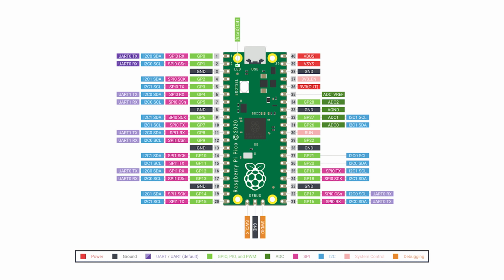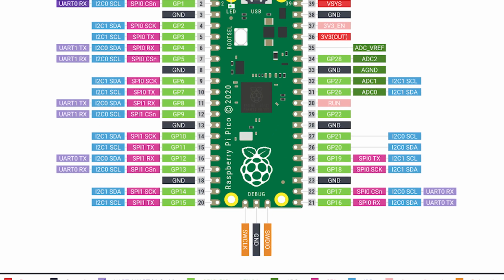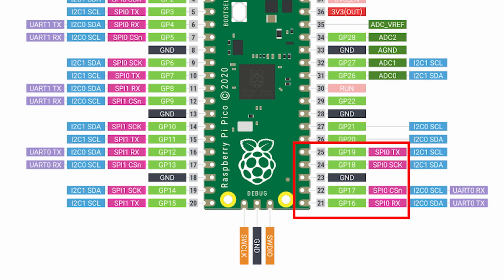If we look at the Raspberry Pi Pico pinout diagram, we'll see that the SPI 0 and SPI 1 interfaces can be set to use a number of different pins. So our first design decision is to decide which configuration we're going to use for our SPI connections. So I'm going to use SPI channel 0, and I'm going to connect that using GP16, 17, 18 and 19.